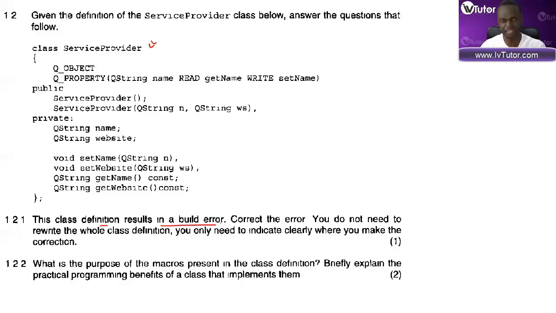And again, what I love about this question is that not every question tells you it is about reflection. Sometimes they just throw the question and say nothing. Like in this case, nothing in here says reflection. So if you're in the exam, and they say this thing is failing, can you correct the error? You do not need to rewrite the whole class definition. You only need to indicate clearly where you make the correction.